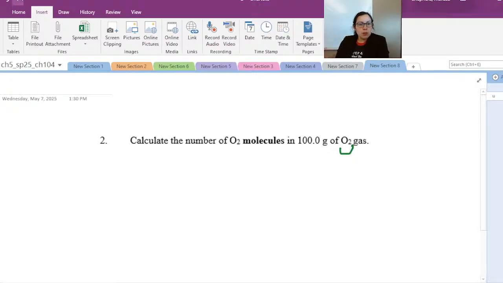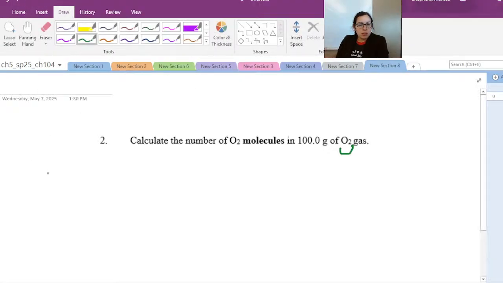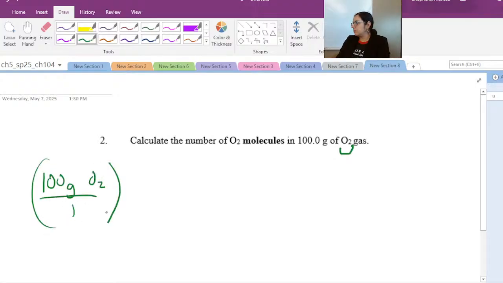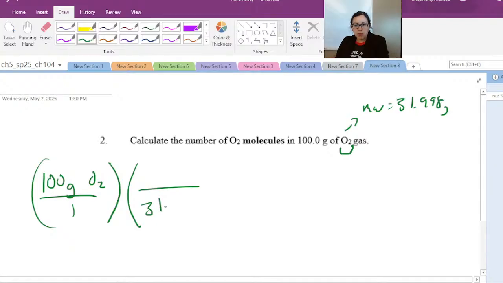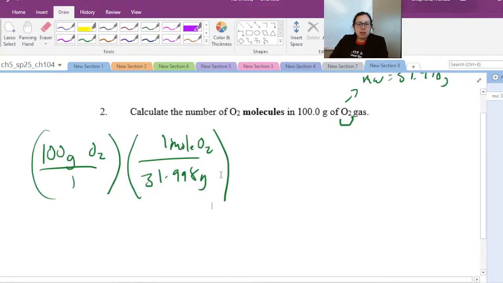So what do we have to do for this one? Again, we started with 100 grams of O2, and then what? For every mole of 32 grams of oxygen. So there's 2 atoms of oxygen, so then what's our molecular weight? 31.998. So 31.998, we could round to 32. Again, discrepancies are fine. So for every 1 mole of O2. Excellent, so that gives us moles of O2.